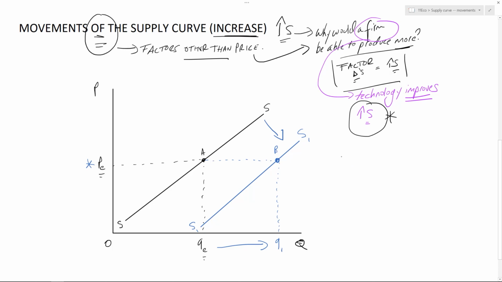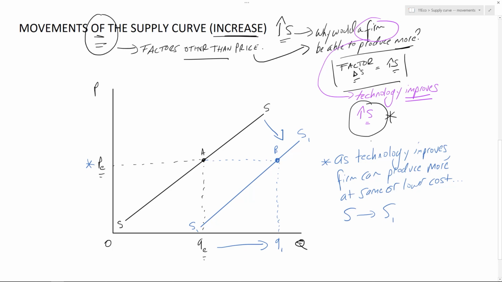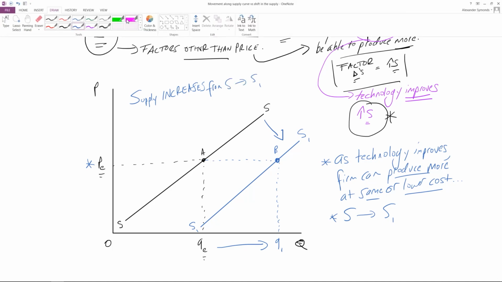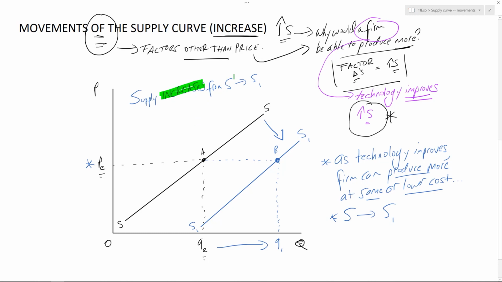So what we're saying here is that in our example, as technology improves, a firm can produce more at the same or lower cost, so that we move from S to S1. And we can say that supply increases from S to S1, that this is an increase because it is a factor other than price. So you can see again that we've gone from point A to point B as we've shifted from S to S1. And don't forget that the quantity that's being supplied by the firm has increased along the bottom. Okay, so this is a movement of the supply curve, an increase in supply. Remember, movement of the whole curve caused by factors other than price.